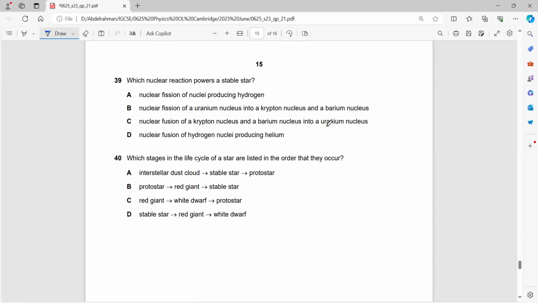Which nuclear reaction powers a stable star? Nuclear fission? No. Nuclear fusion of krypton? No, definitely of hydrogen.